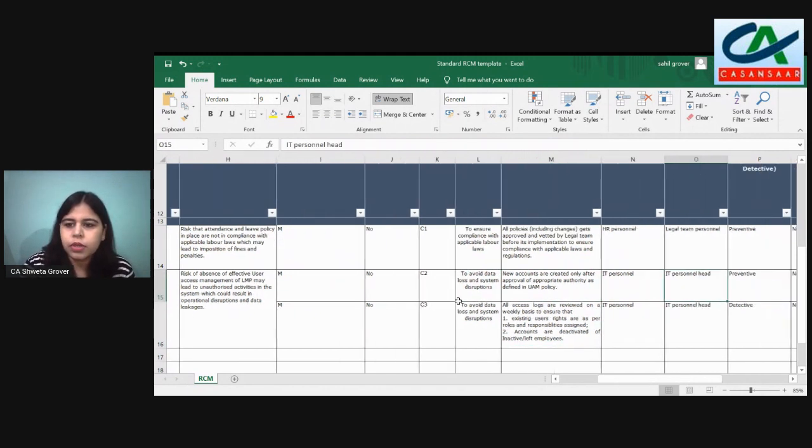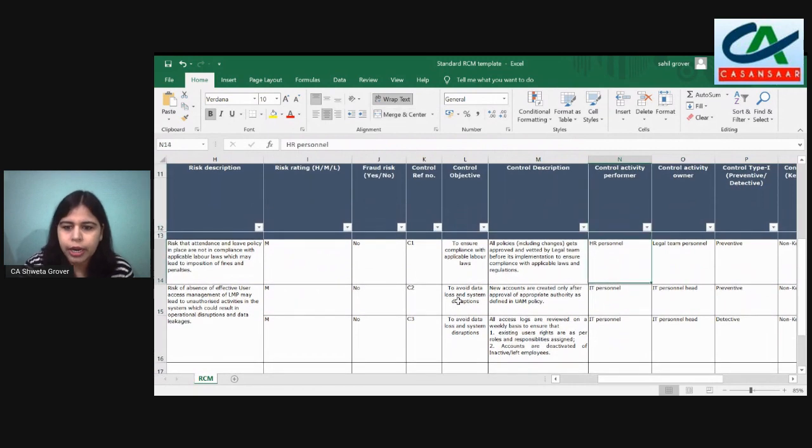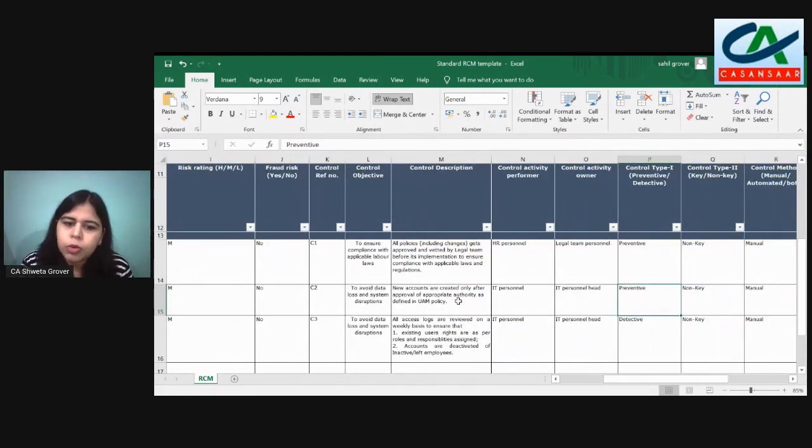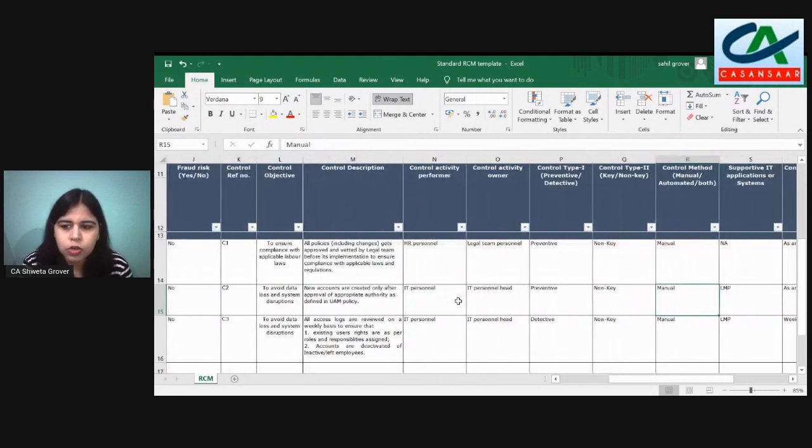Then now, who would be the control activity performer here? The IT personnel. Activity owner would be IT personnel head. Totally depends on company to company. Control type again, this would be a preventive control, non-key control. This is manual because approving authority is approving it, so there is no system involved.